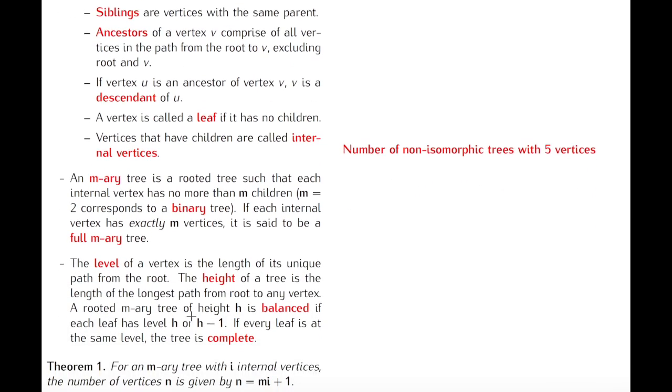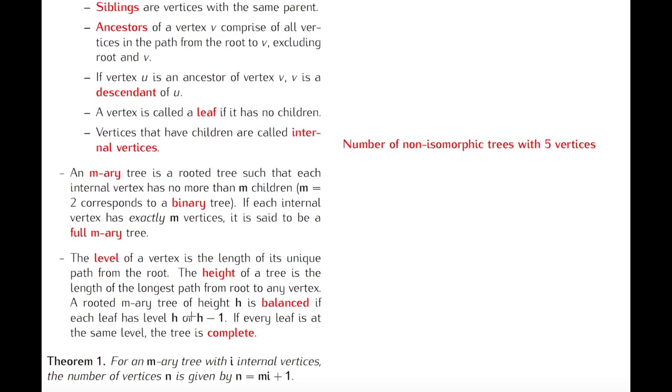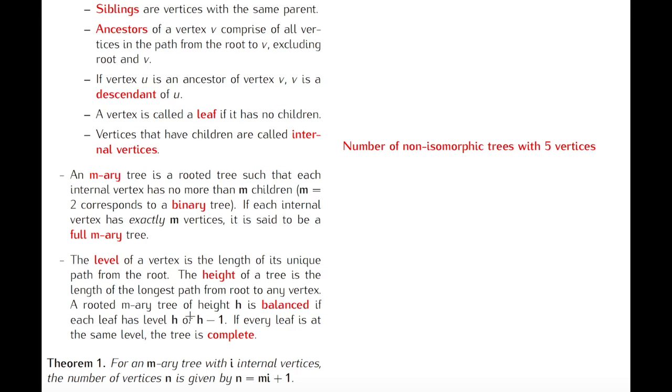Now we talk about a full m-ary tree. An m-ary tree is a rooted tree such that each internal vertex has no more than m children. When m is equal to 2, the tree is called a binary tree, which is very popular. And if each internal vertex has exactly m children, then it is said to be a full m-ary tree.